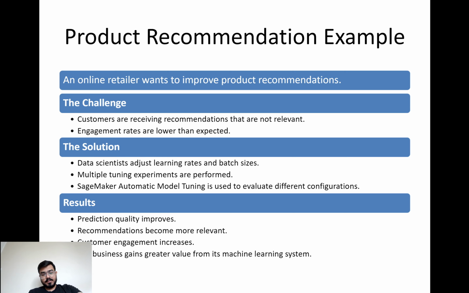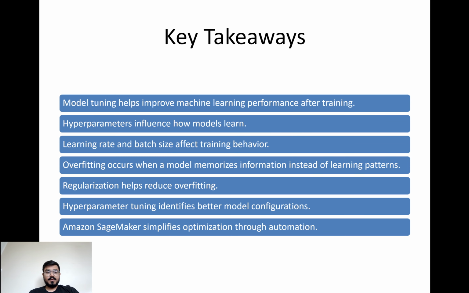Because the recommendations become more relevant, customer engagement improves. More customers interact with suggested products and the business gains greater value from its machine learning system. This example demonstrates how tuning and optimization can significantly improve the effectiveness of a machine learning application without completely redesigning the model. So let's move to the next slide.